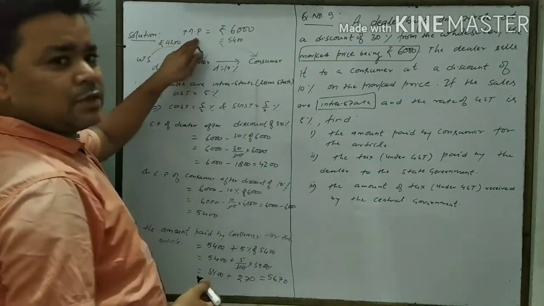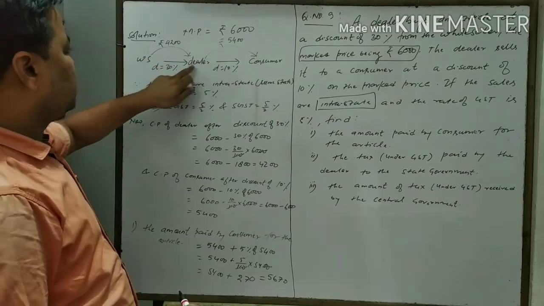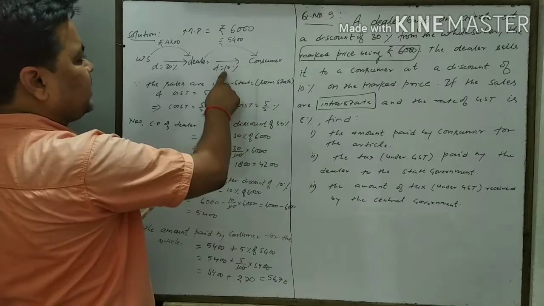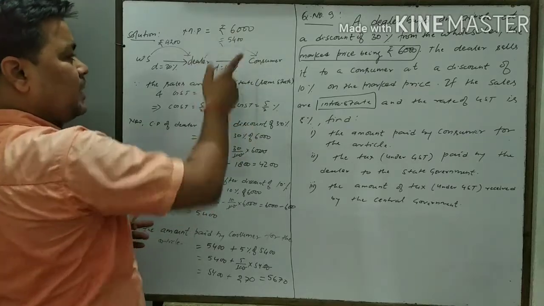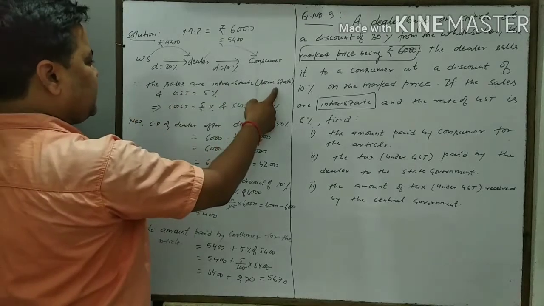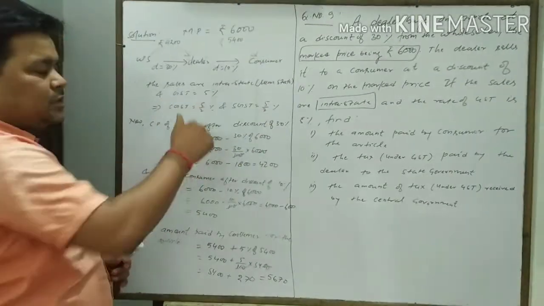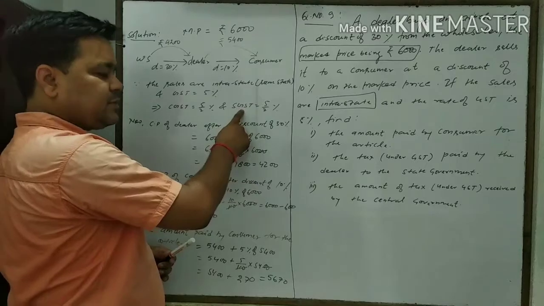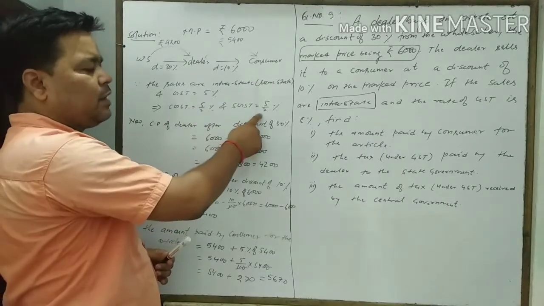6,000 rupees. Since the wholesaler sells the article to the dealer at 30% discount and the dealer sells it to the consumer at 10% discount, with the marked price being 6,000 rupees, and since the sales are intra-state, meaning in the same state, and GST is 5%, the CGST and SGST will be equal and half of the total GST, which is 5 by 2% and 5 by 2%.